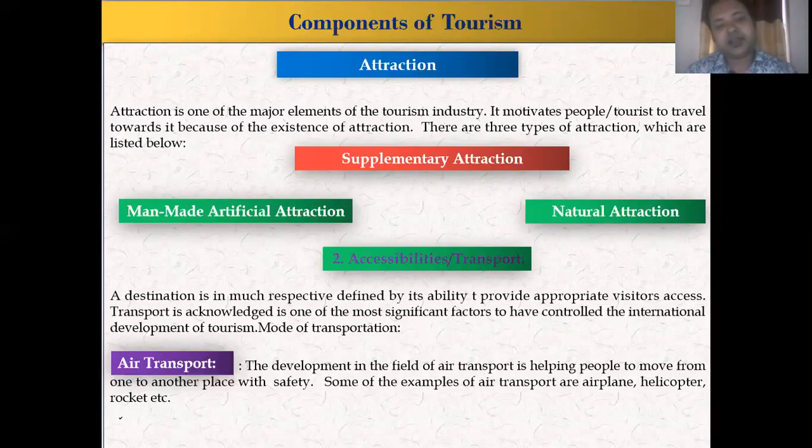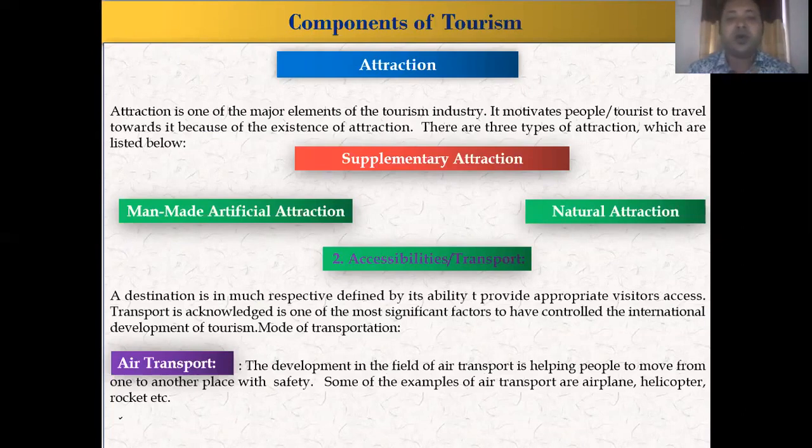Man-made artificial attraction, like Fantasy Kingdom in our country. If I give an example, Fantasy Kingdom, then Landon Park, or any type of theme park basically goes with the man-made artificial attraction. Natural attraction, if I give some examples in the subject, like Sundarban, Srimangal Tea Garden. Accessibility and transport.